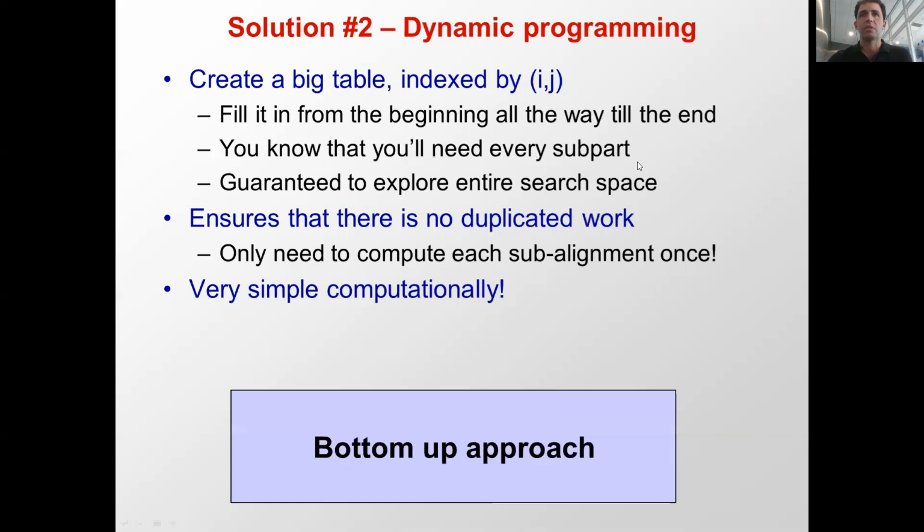This is actually guaranteed to explore the entire search space. So memoization can be more efficient if in the end you only explore a very small subset of the space. But this is much more efficient if you do explore the entire space, because you know the order of computation. You can order things much more efficiently. And this ensures that there's no duplicated work, because you only need to compute each sub-alignment exactly once. And it's very simple computation. So this is the approach that we're going to be using today.